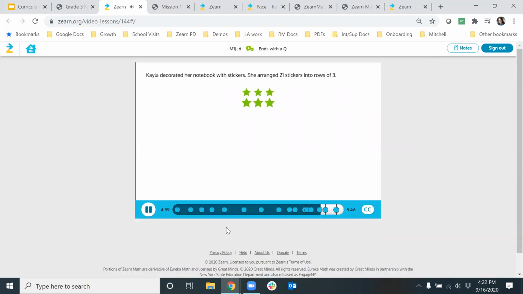Kayla arranged 21 stickers into rows of 3 like this. Complete the division equation and the multiplication equation. Okay, I'm going to pause the video there.